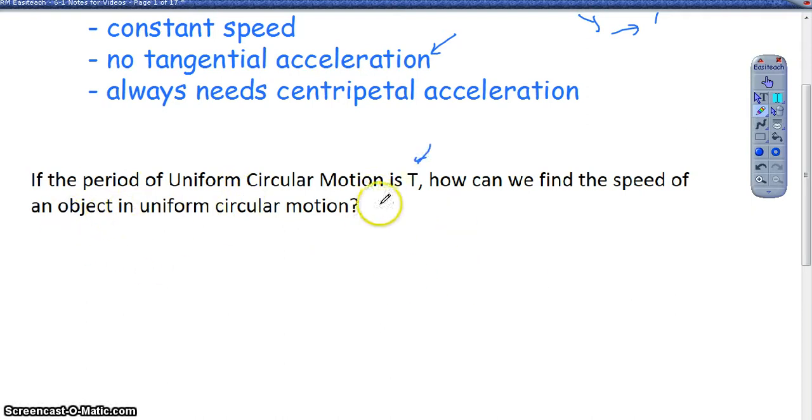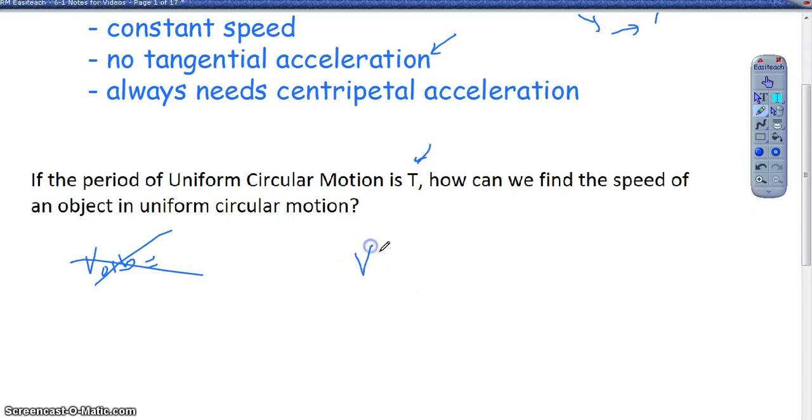So if the period of the uniform circular motion is T, and keep in mind the period is how long it takes to complete one cycle, how can we find the speed of an object in uniform circular motion? So if you guys remember back to last year, we had some orbital velocity equations for the velocity of an object in orbit, and we'll get back to that later. But if ever in doubt, keep it simple, right? If I know the period is T and I'm talking about uniform circular motion, well, how far does it go in a single period? Well, it goes one lap around the circle, right?